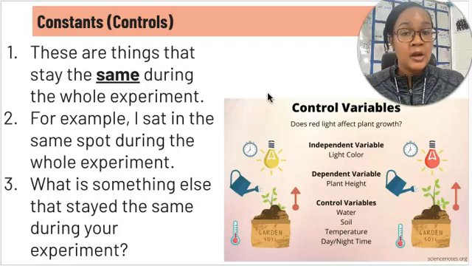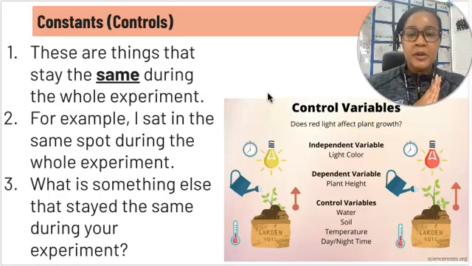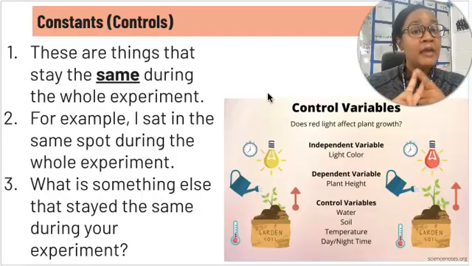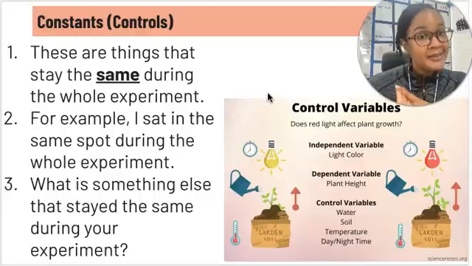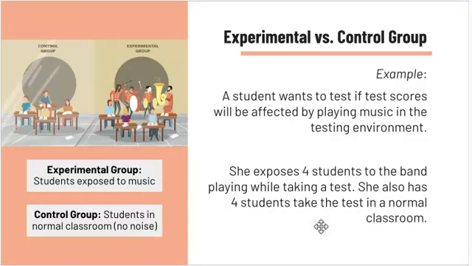If we're thinking about our plant, some things we might want to control for are using the same type of plant, having them in the same environment, making sure that we water them at the same time. Next is our experimental versus control group. Your experimental group is the group that gets the test or the thing that you want to see if it has an effect. It will get your independent variable. The control group would not get any treatment at all.